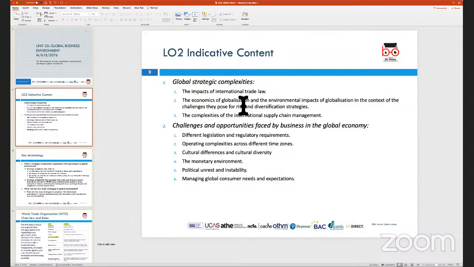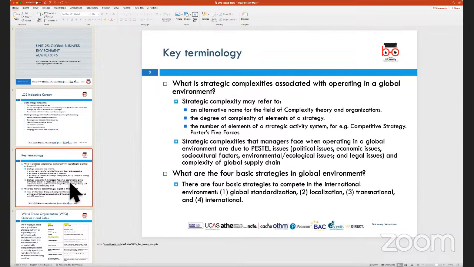So this is the indicative content. This we've just looked at very briefly in terms of what all we'll be covering. Let's start with some of the keywords which have come across in the learning outcome. Now, one of the things that we look at is strategic complexities. So when we look at defining the term strategic, in general, if I look at the word strategy, where does it originate from?